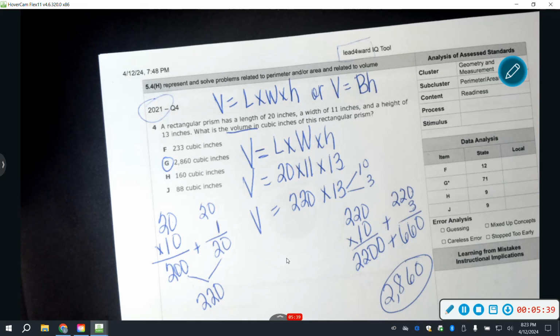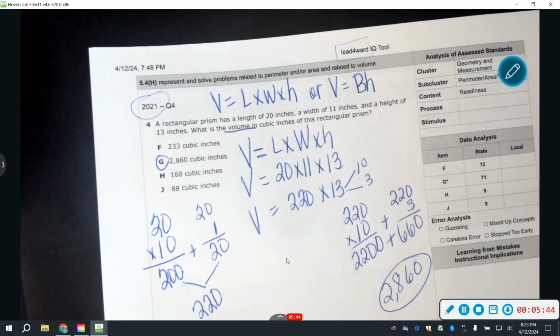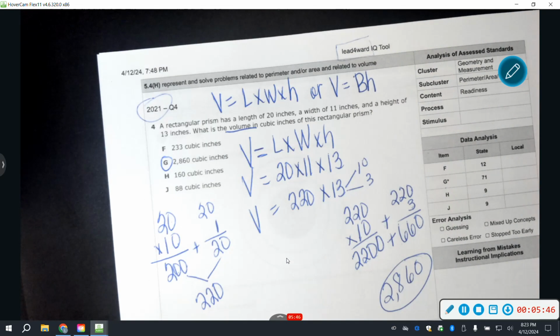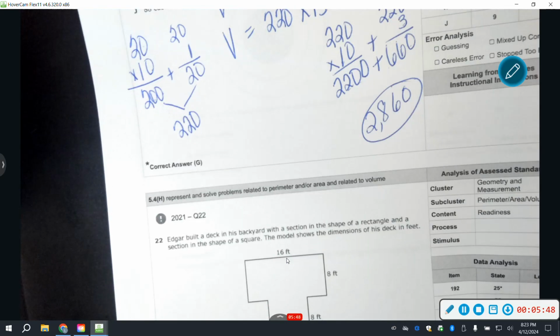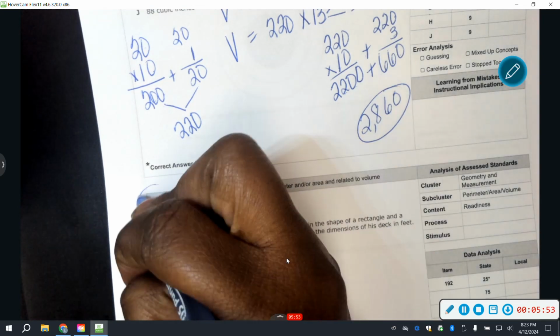There wasn't anything missing, okay? Sometimes there's things that are missing. No problem. We got this. We can solve it. Let's do this last one here. This problem is 5.4H as well. It tells me what it is here.